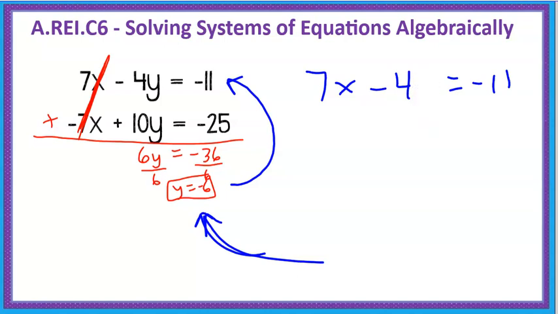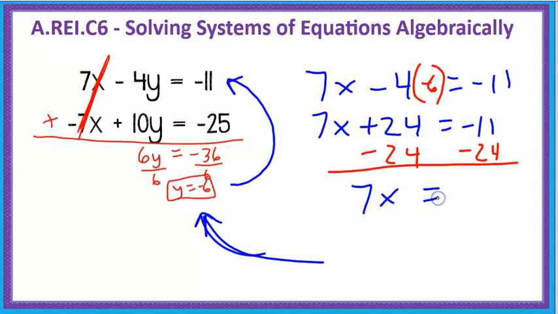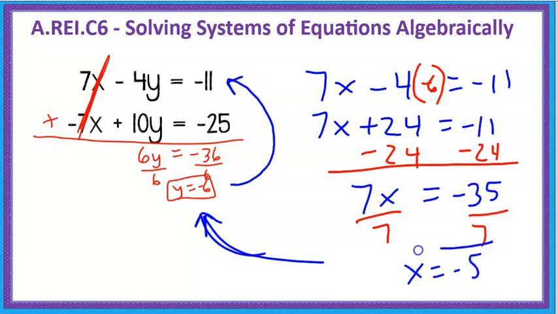Erase the y, replace it with the substitute. Compute. Use your inverse operations and your properties of equality here to isolate your second variable. And now we're done. Pause the video, take a good long look at this.